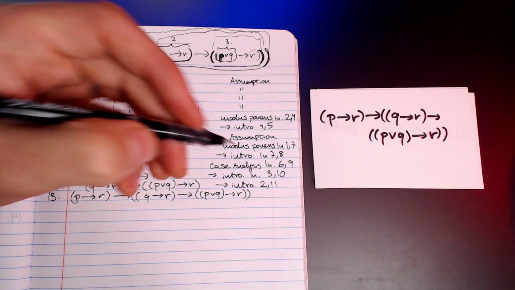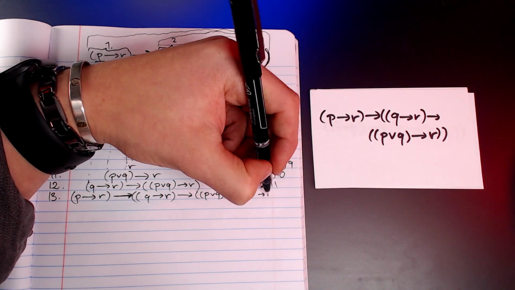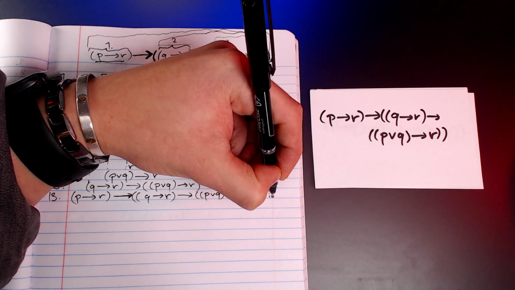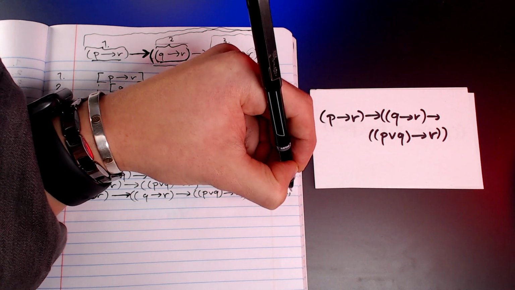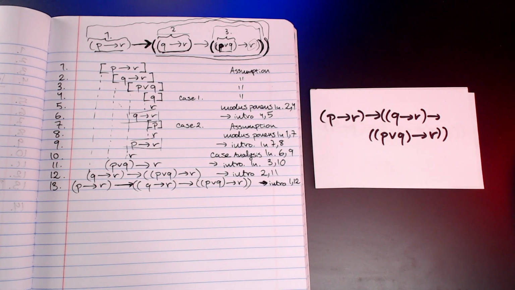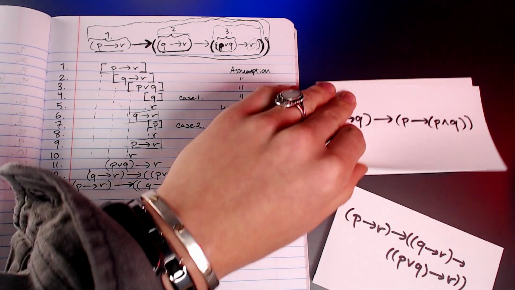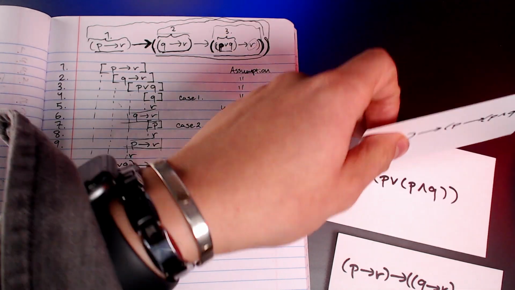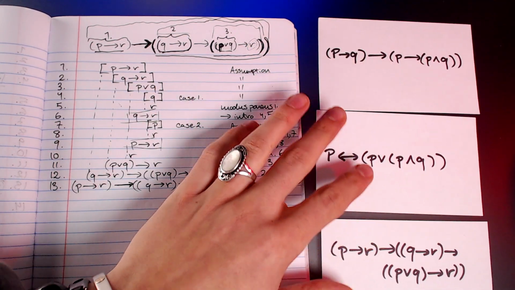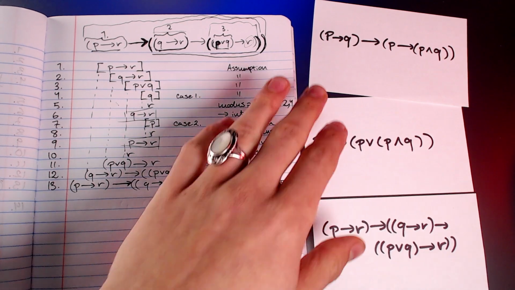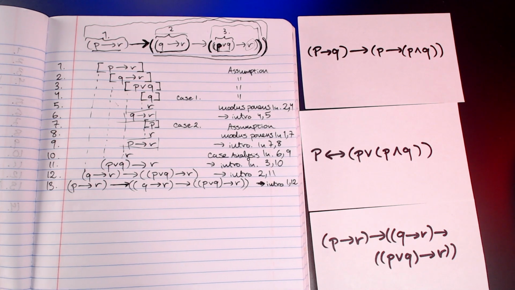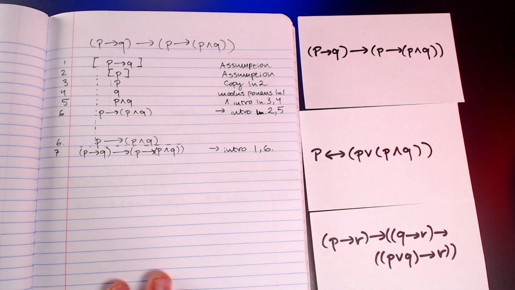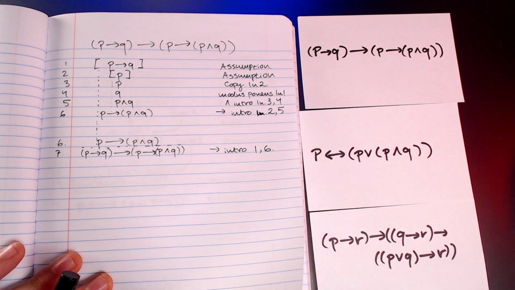That's it. We're done. And of course we have to say what we did. That's an and intro, line 1 and 12. Excellent. We have proven that these three, in the order that we did them, are tautologies by using rules of deduction. Not too bad.